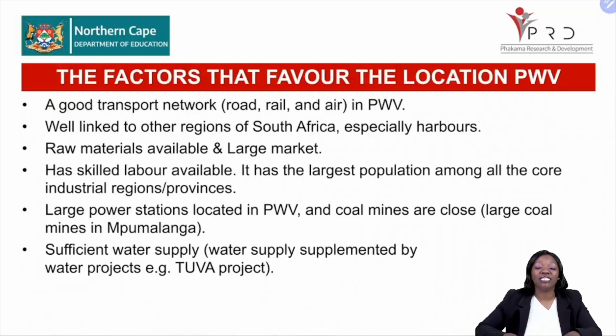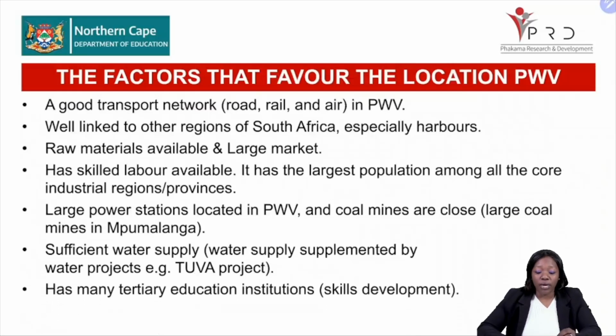Then we're looking at the significance of water supply. Remember, these industries need water to manufacture or to process, as well as for machine cooling. So they need a lot of water. So in PWV, there is a project that is specifically looking at the water supply in this region. That project is called the TUVA project. The water supply is supplemented by the water project called the TUVA project. So this is the Utukela Val project.